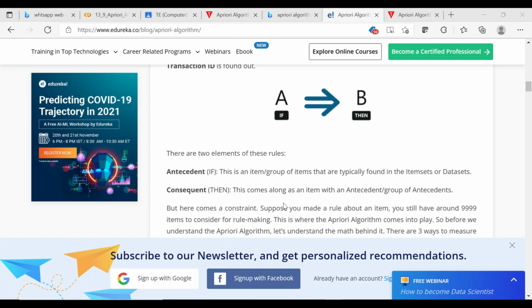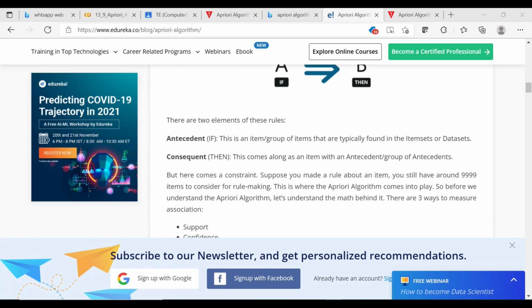There are two elements of this rule. First is the antecedent. This is an item or group of items that are typically found in the item sets or the data sets. Second is the consequent. This comes along as an item with an antecedent or group of antecedents.